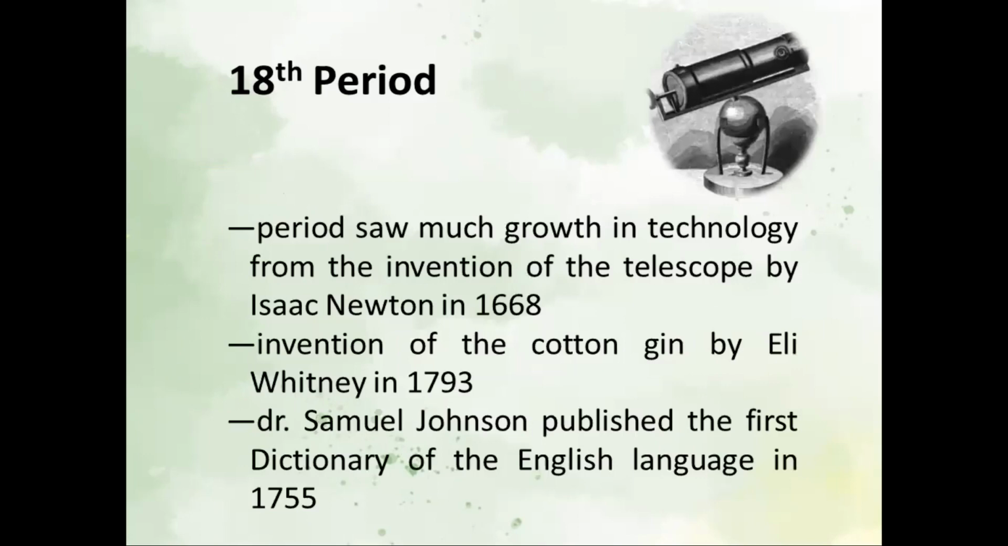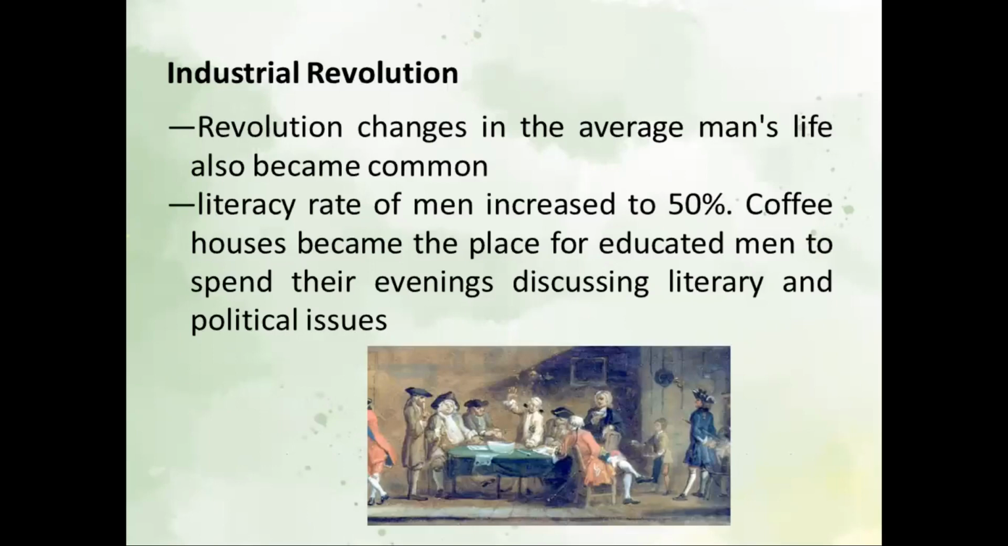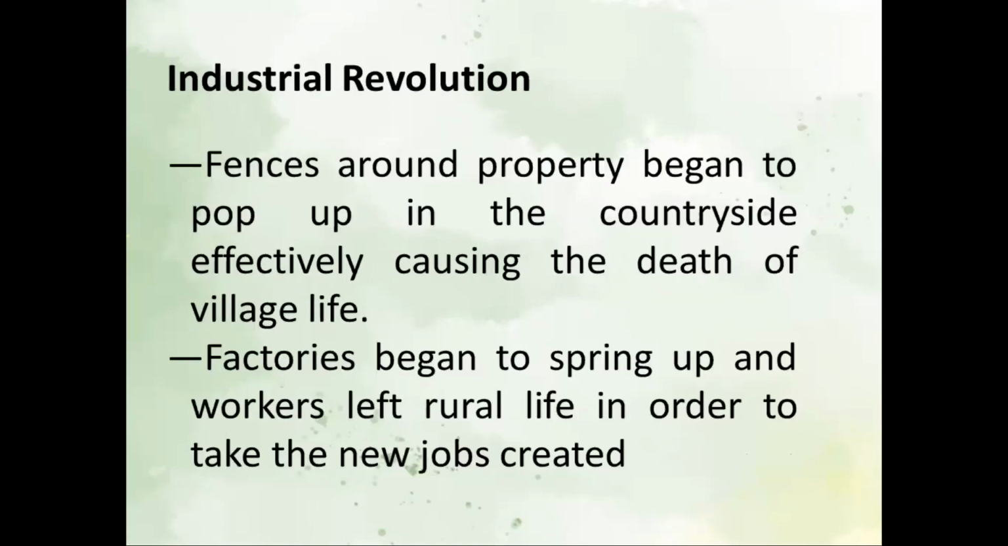The period also saw much growth in technology, from the invention of the telescope by Isaac Newton in 1668 to the invention of the cotton gin by Eli Whitney in 1793, and in literature by Dr. Samuel Johnson, who published the first dictionary of the English language in 1755. With the advent of the Industrial Revolution, changes in the average man's life also became common. During this time, the literacy rate of men increased to 50%.